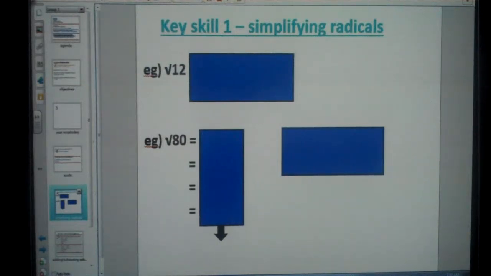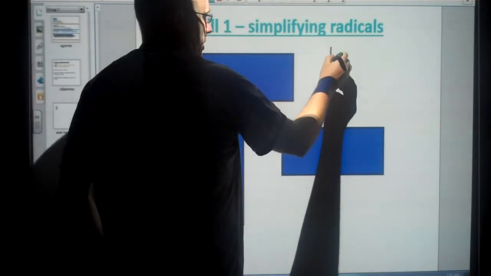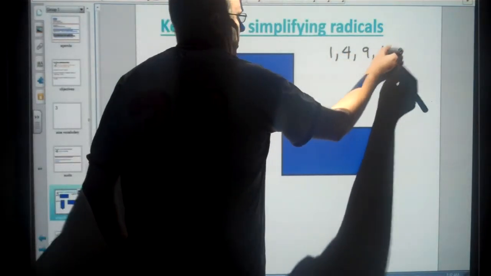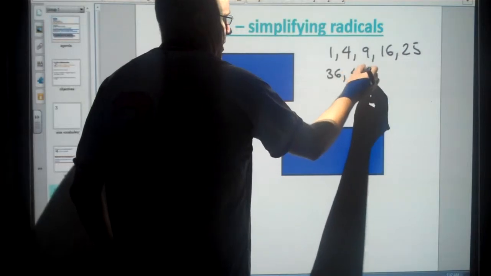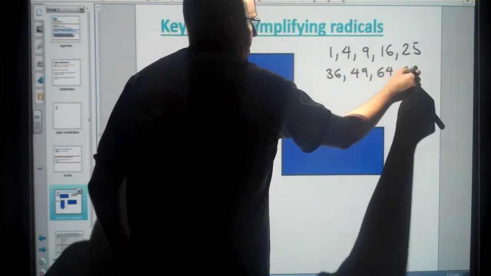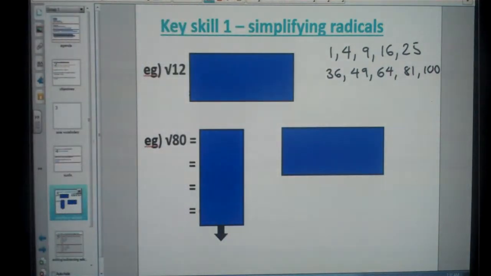So when it comes to simplifying a radical, what you're trying to do is make the number inside the square root just smaller. And one way of doing this is to know your perfect squares. So perfect squares are all the numbers multiplied by themselves. So what I'm writing down here is 6 times 6, 7 times 7, 8 times 8, 9 times 9, and 10 times 10, which is 100.